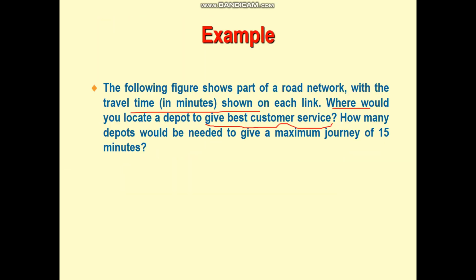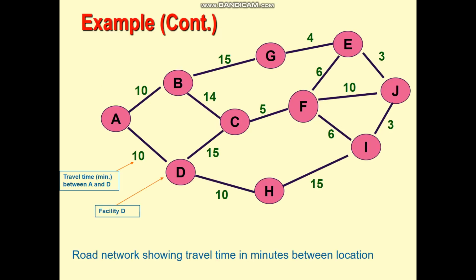We have 10 facilities. The green color is the travel time between two facilities. For example, the travel time between A to B is 10 minutes.